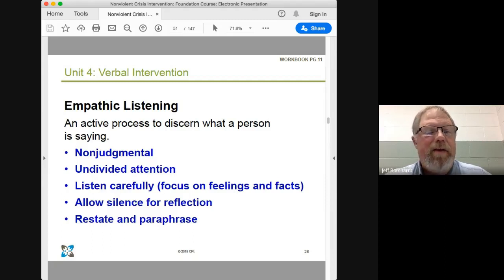Okay, restate and paraphrase. One of my favorites is that listening is full of assumptions. So it's important for us to check in with the student and restate what we are understanding that they're saying to make sure that what they are saying matches up with what they mean to say. Are we hearing the message they're trying to tell, or have we taken a wrong turn along the way?